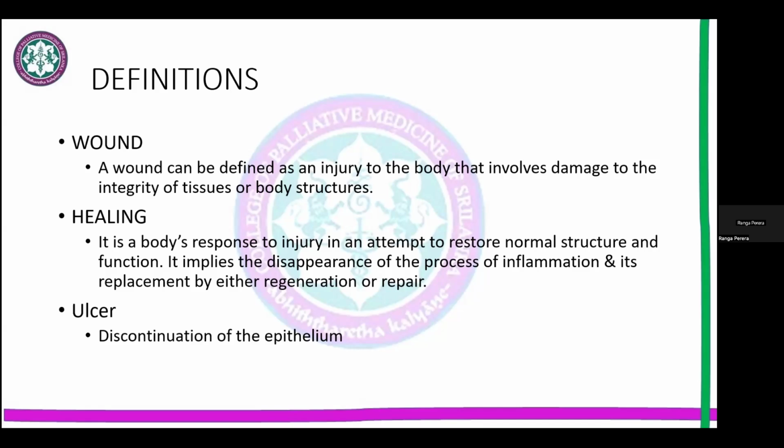A wound can be defined as an injury to a body part that involves damage to the integrity of tissue or structure. Healing is the body's response to injury and attempt to restore the normal structure and function, and it implies the disappearance of inflammation and replacement of the tissue by regeneration or repair. Also, an ulcer is a discontinuation of epithelium. If any epithelial surface has discontinuation, the raw surface under the epithelium is called an ulcer.